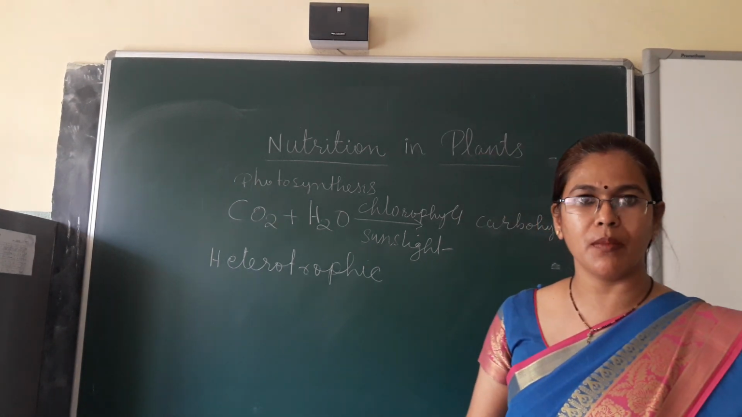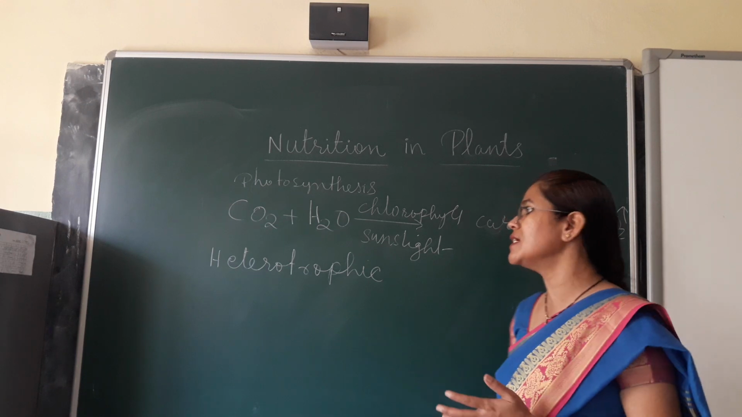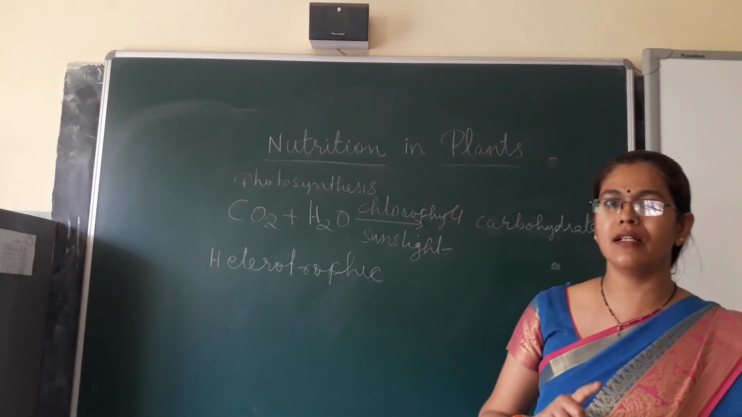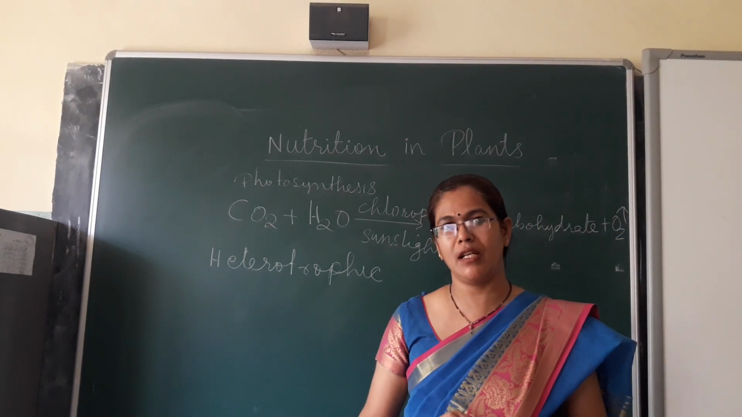So here rhizobium is converting the atmospheric nitrogen, benefiting the plant, and the plant is giving shelter to rhizobium. Clear? So there are 4 types of heterotrophic nutrition. First we have insectivorous plants, second is parasite, third is saprotrophs, and fourth is symbiotic relationship.